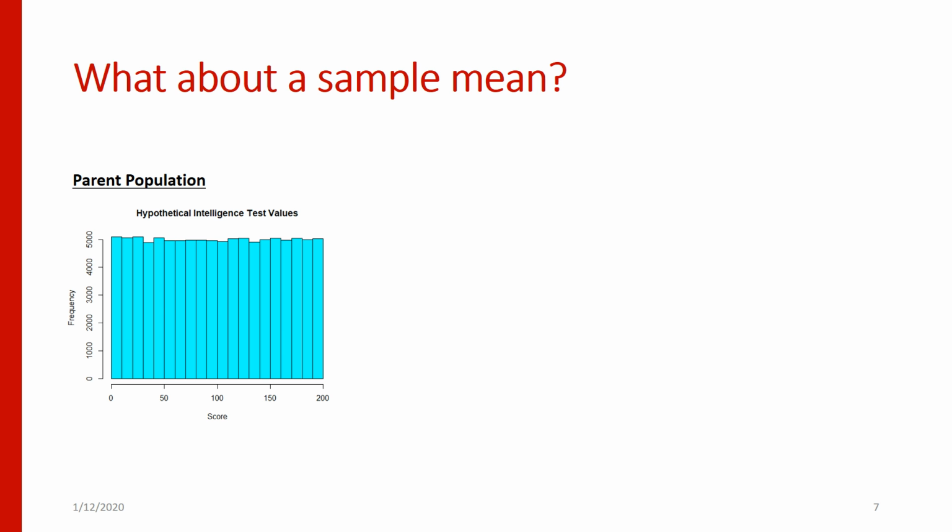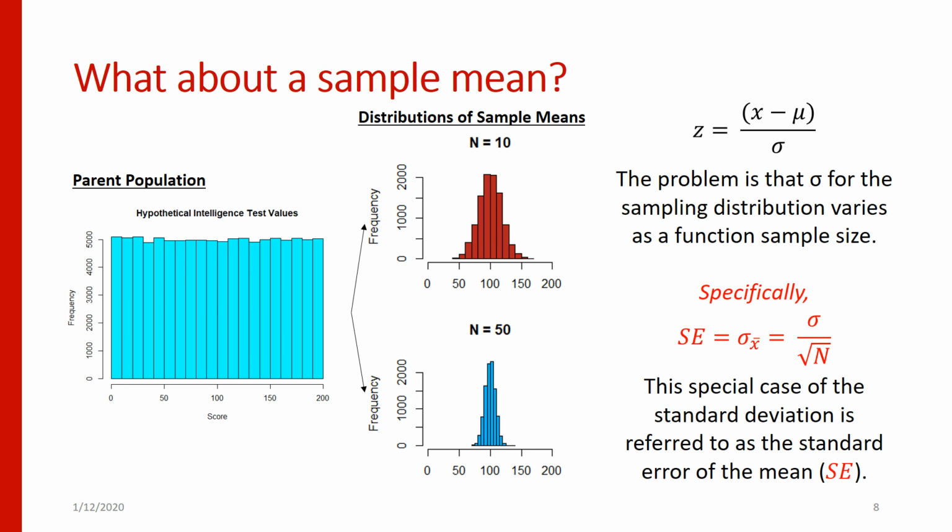So from this population, I took 10,000 samples when the sample size was equal to 10, and I took 10,000 samples when the sample size was equal to 50. And you can see now that these sampling distributions resemble bell curves, whereas the population distribution is uniform. So again, regardless of the population distribution, this distribution of sample means is going to be approximately normal, and it's going to be more normal at larger sample sizes.